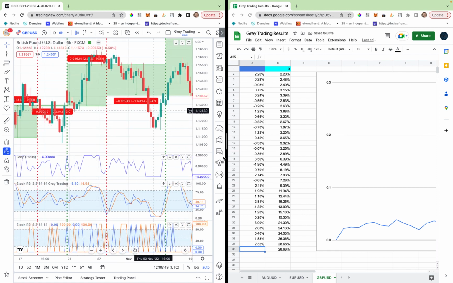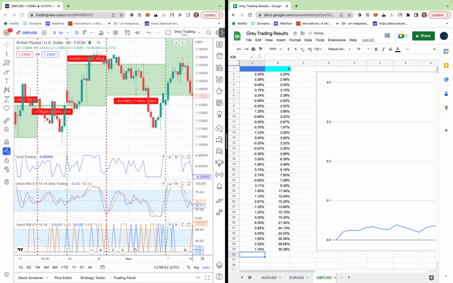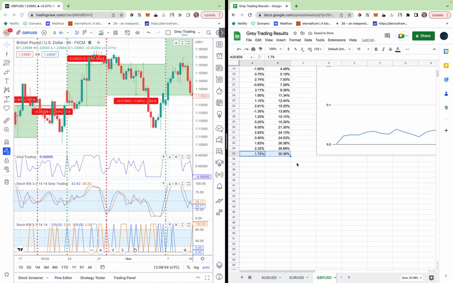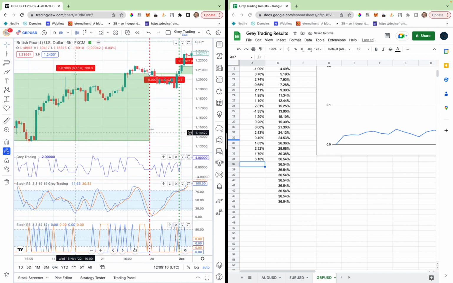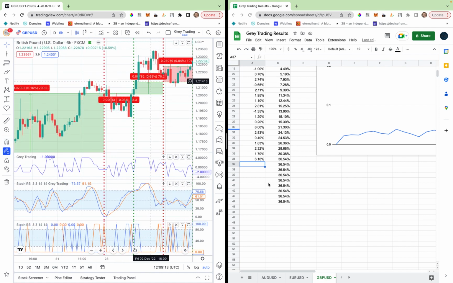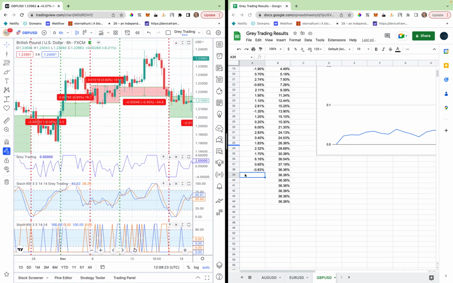On 30% for the year. 30%, you know, or I'll show you at the end how many pips that is. I'm just gonna scroll down. So on 1.7, which is this 1.69 one, and then another big gain, 6.16%. 0.65, minus 0.84. Wow, 36%, guys. That's a lot in Forex. It's like a Bible.